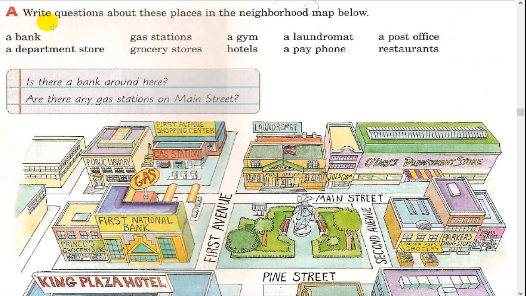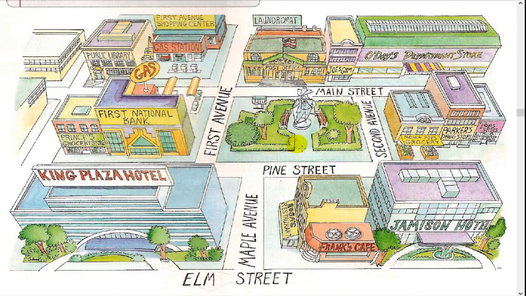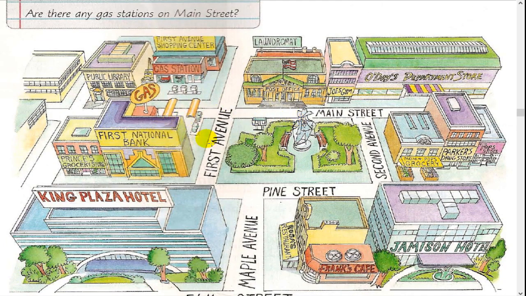A. Write questions about these places. Bank, a department store, gas stations, grocery stores, a gym, hotels, a laundromat, a payphone, a post office, restaurants. You ask a question about this map and then you try to describe the place.